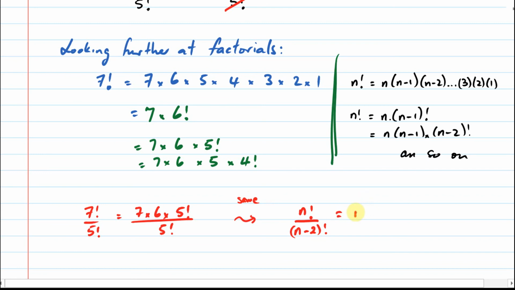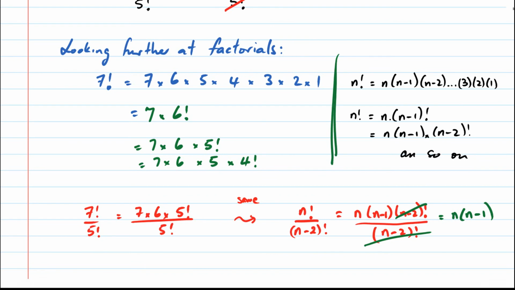So peeling off just what I need, n, the next term would be n minus 1, and n minus 2 factorial, since I ended there, over n minus 2 factorial. Then those cancel. I get a final answer as just a product of terms, which will lead to some sort of polynomial, in this case some quadratic.